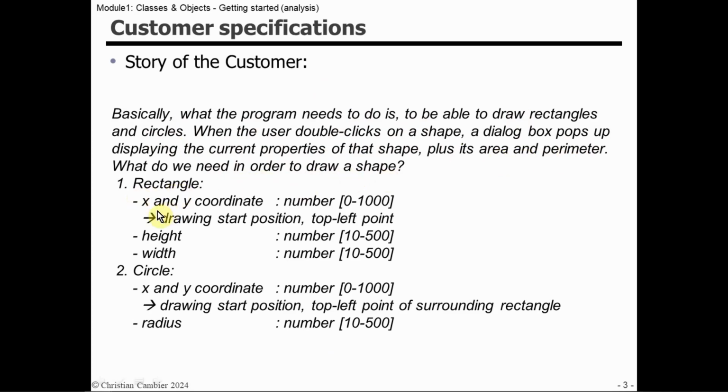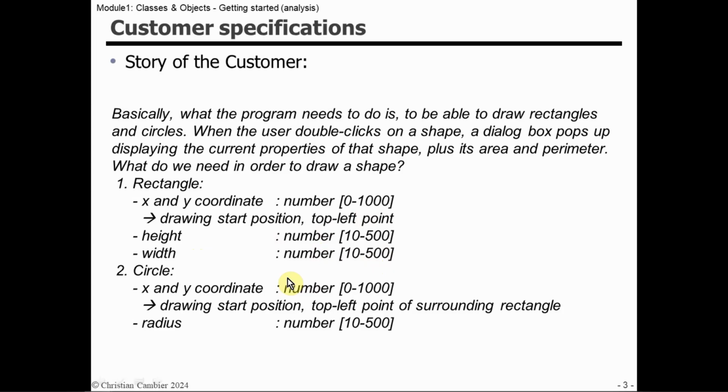For the rectangle, an X and Y coordinate representing the drawing start position, so the top left point of the rectangle, with values which are 0 or greater than 0 with a maximum of 1000 pixels. Then 2 additional properties, height and width, having values lying between 10 and 500.